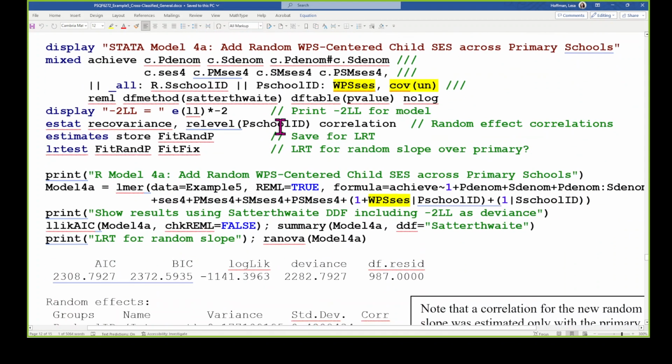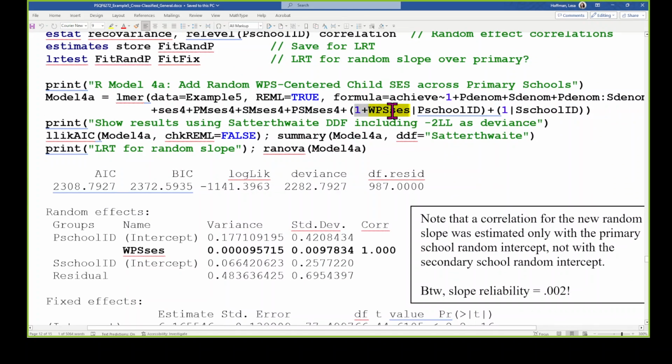So in terms of where it goes, in Stata, you would put the variable that you want the random slope for after the colon for the nesting that you want it across. So this is across primary schools. In R, the same is true by putting it inside the parentheses for the one that you want it to be random over. So we're asking whether the effect of being a richer kid than the other kids in your school varies across primary schools.